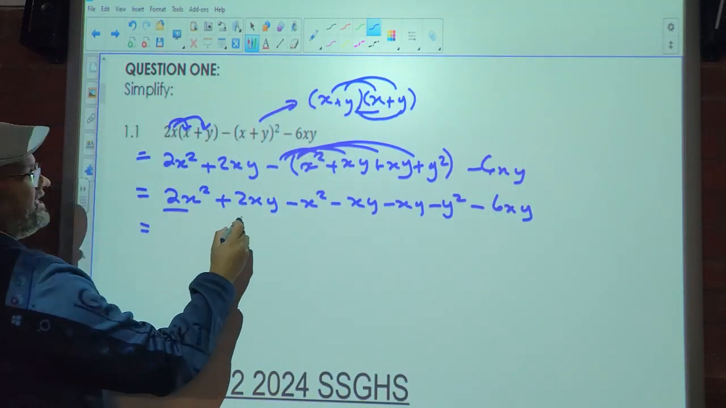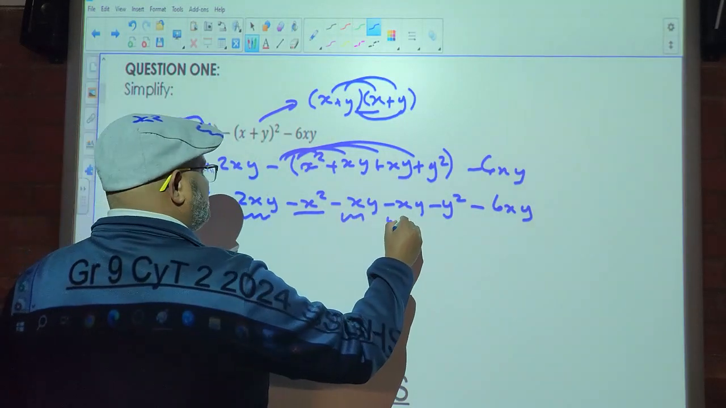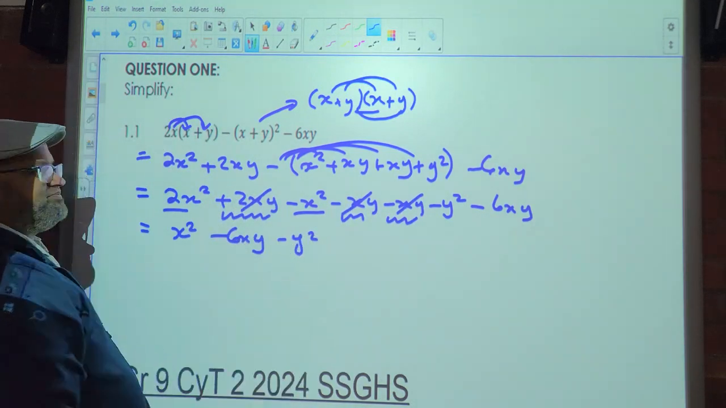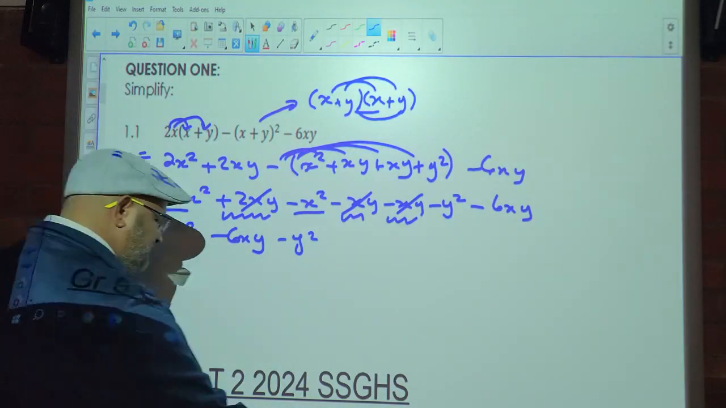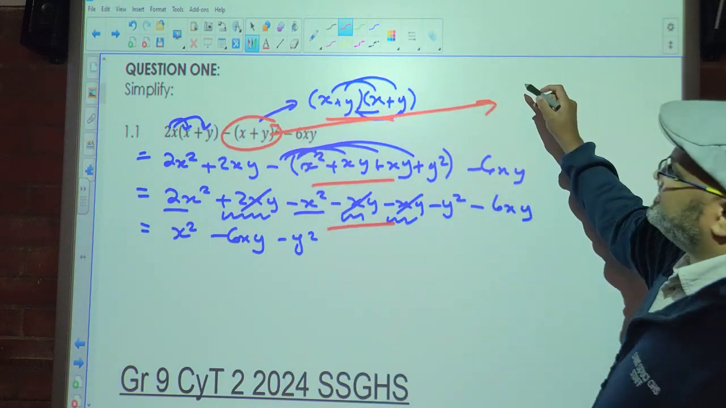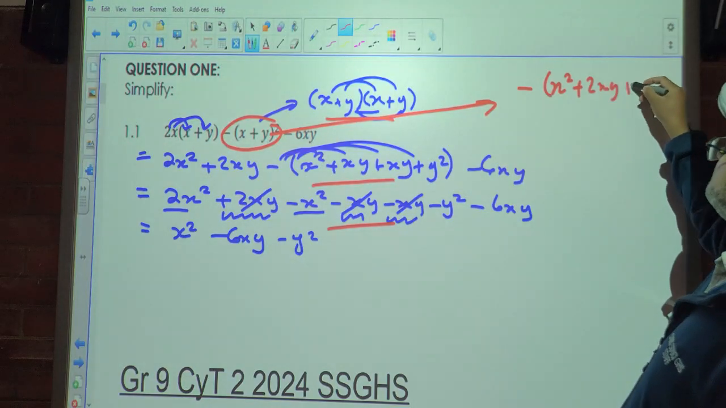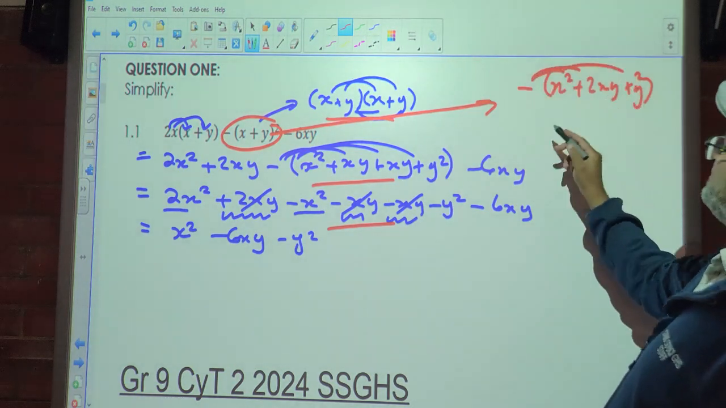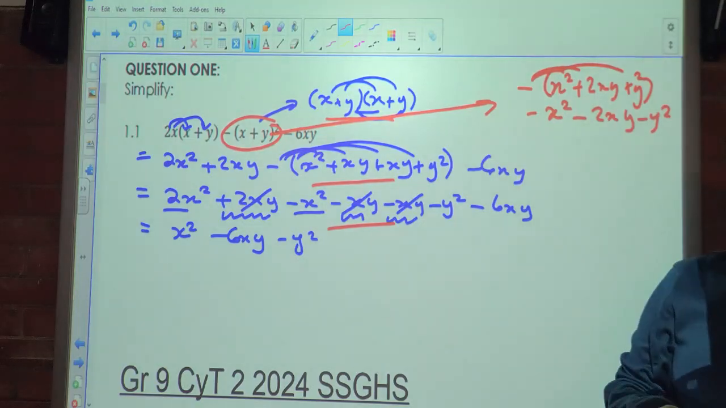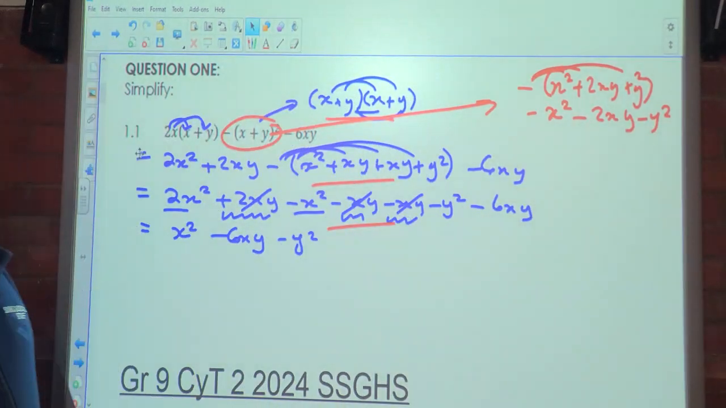Which now in turn gives me my like terms, which is x squared, 2xy minus xy cancel. Leaves you with negative 6xy minus y squared. What I could have also done was, instead of multiplying it out there and there and there, I could have taken that negative into binomial squared, which is x squared plus 2xy plus y squared. If I multiply that out, I then get negative x squared minus 2xy minus y squared. Would have been one step less. Okay, but either or, you get your 4 marks there.